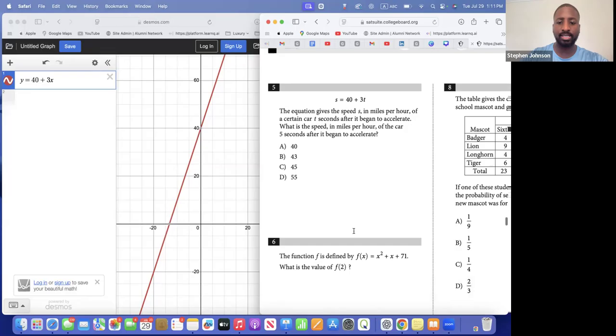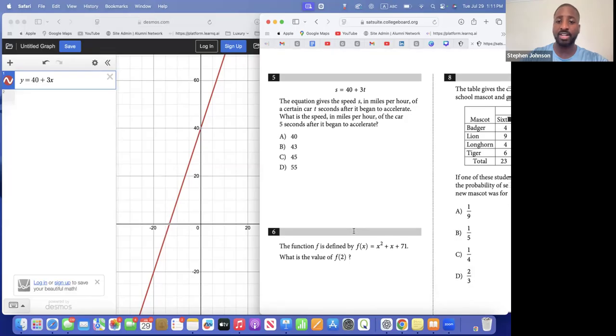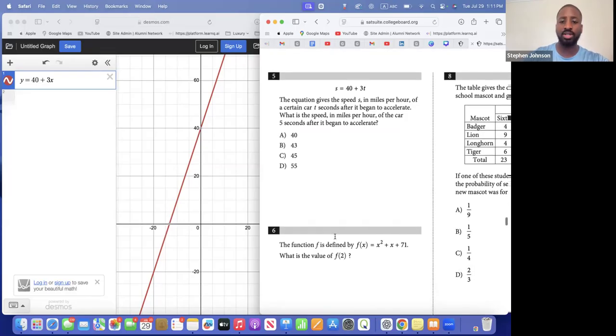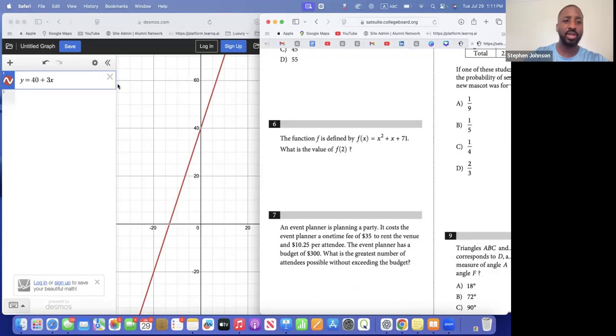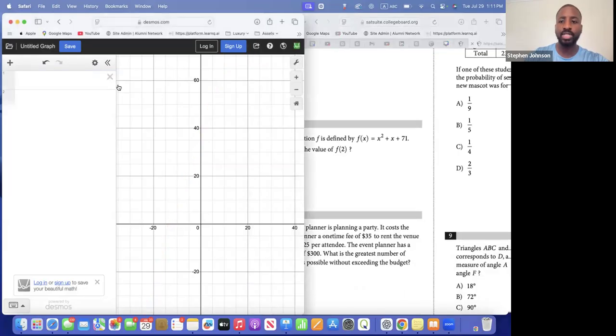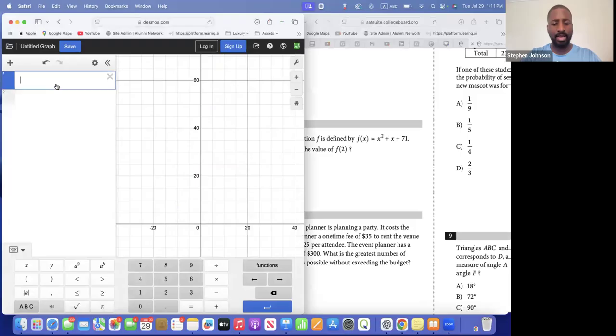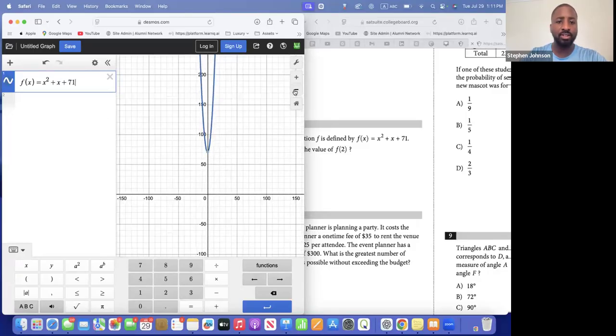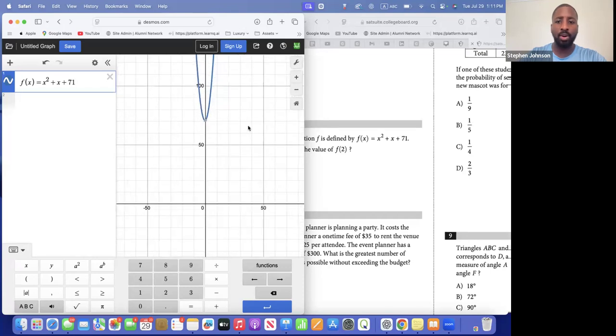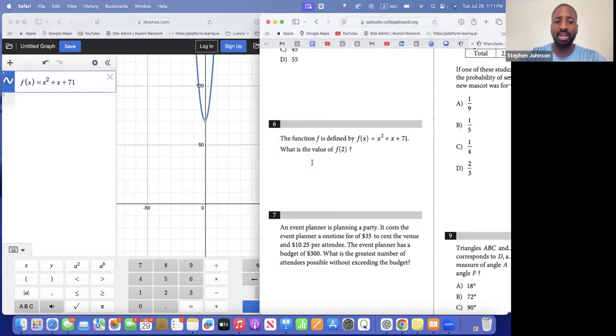So question number 6, here we go. We have a function, right? So again, this question number 6, if I go straight to Desmos with this one, I'm going to say that f of x is equal to x squared plus x plus 71. So my graph, I'm going to just zoom out. There's my graph. What do I want to know? The question says, what is the value of f of 2?